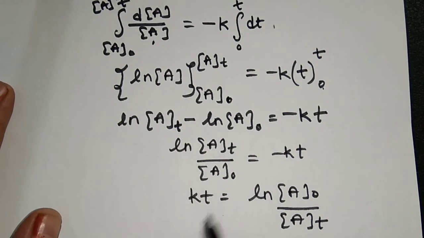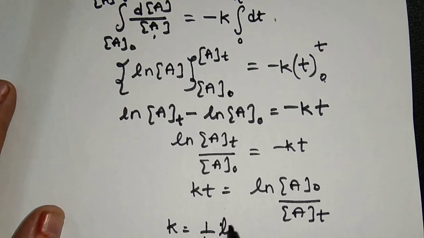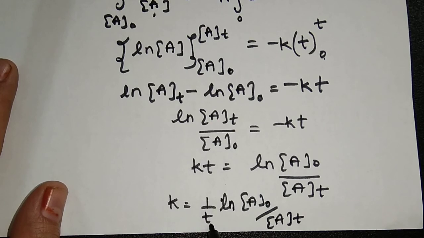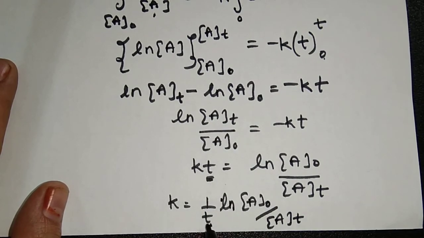Now what will be k? Just tell me. K will be equal to 1 by t ln of A0 divided by At. Okay, 1 by t, this t which is time, came to the right side, so in the denominator A0 by At will come.